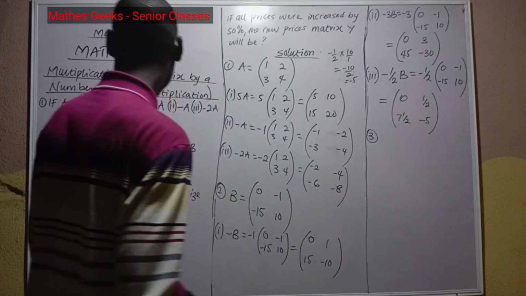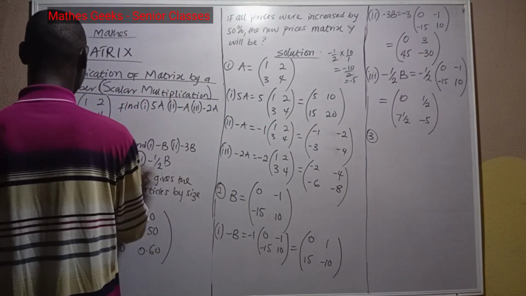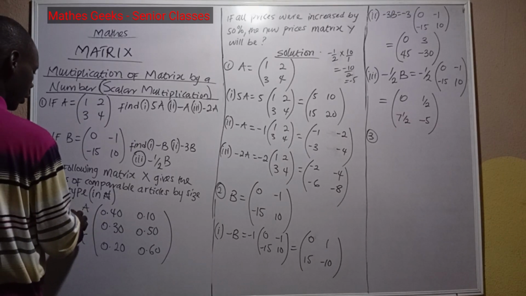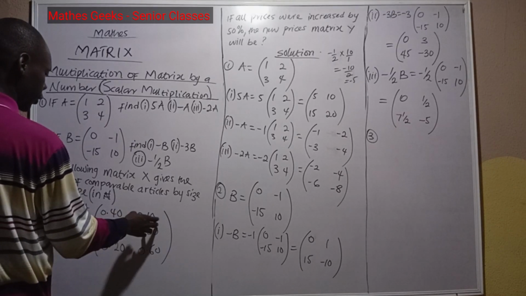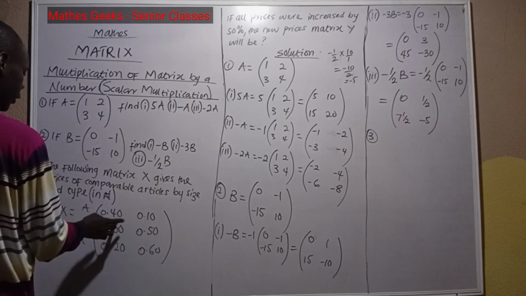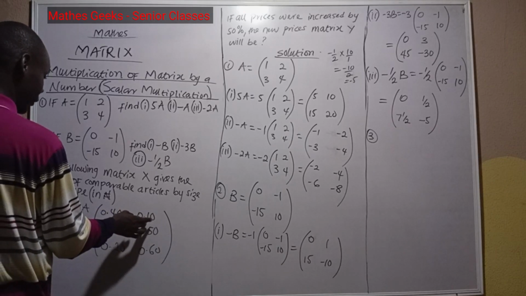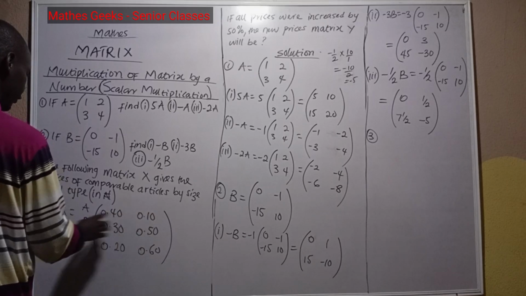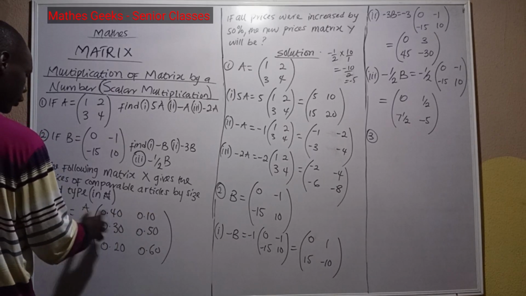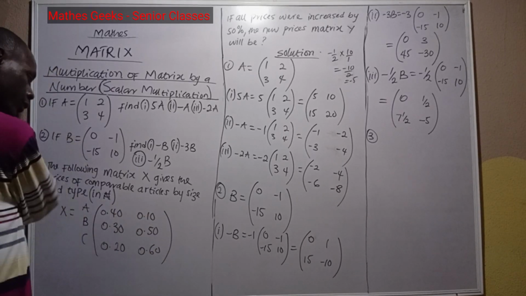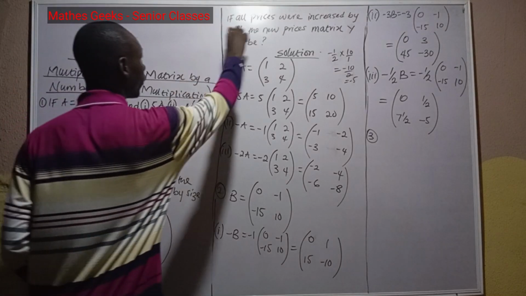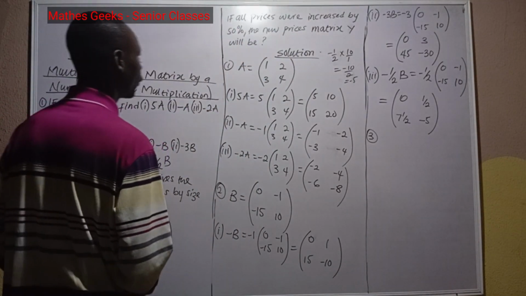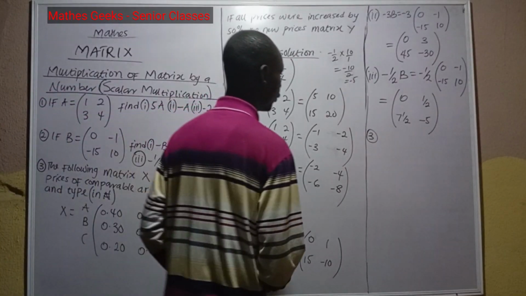The question says the following matrix X gives the prices of comparable articles by size and type. So A, we have 0.40, 0.10, the size 0.4 and the type 0.10. These are the values in naira. Then we have A, B, C giving us this matrix X. Now if all prices are increased by 50%, the new prices matrix Y will be?